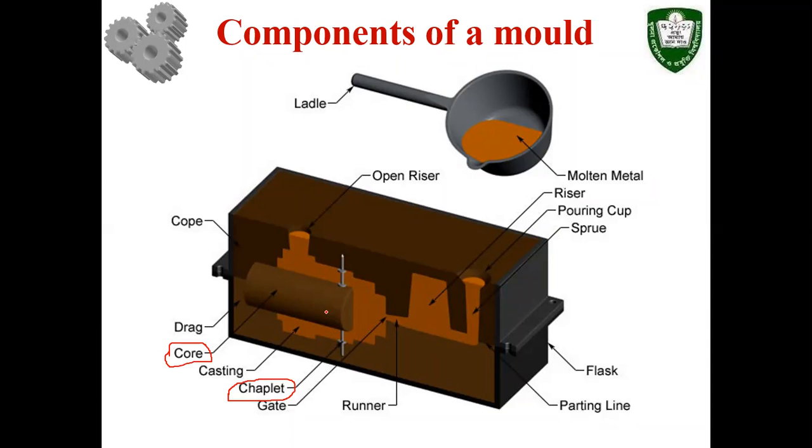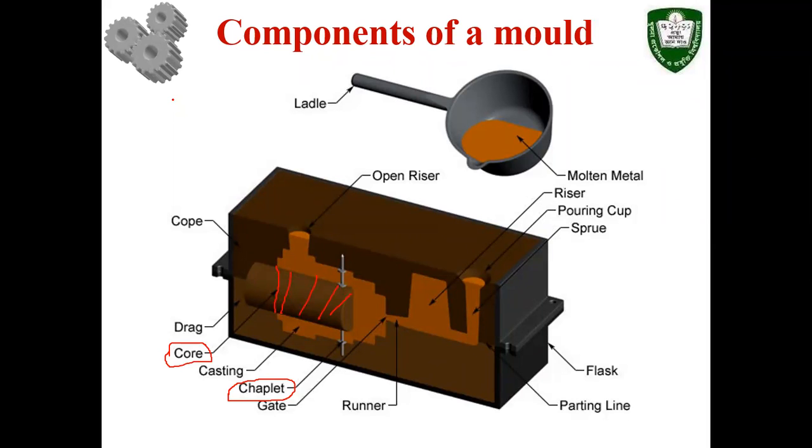The main purpose of a core is to restrict the flow of molten material into the cavity. For example, if this core was not there, then the whole portion from here to here would have been filled up with molten material. Am I right? Yes, sir, it's true.